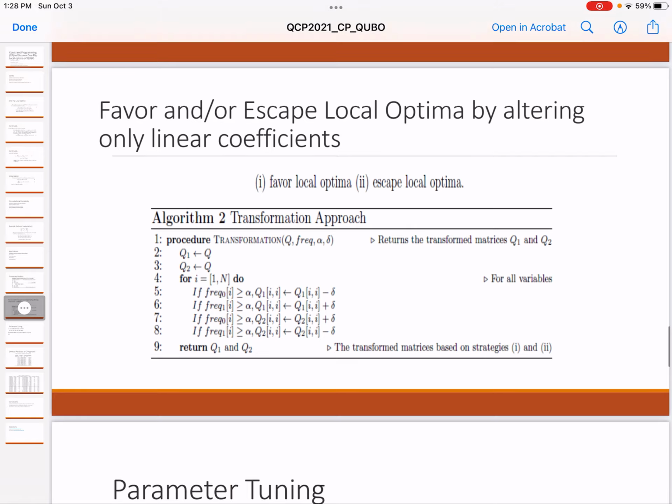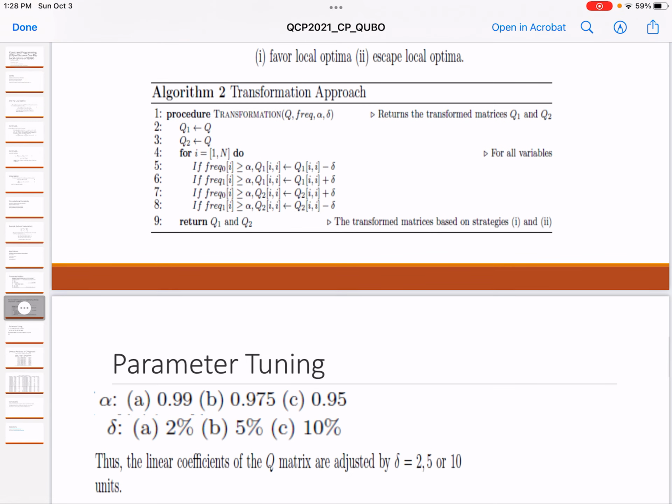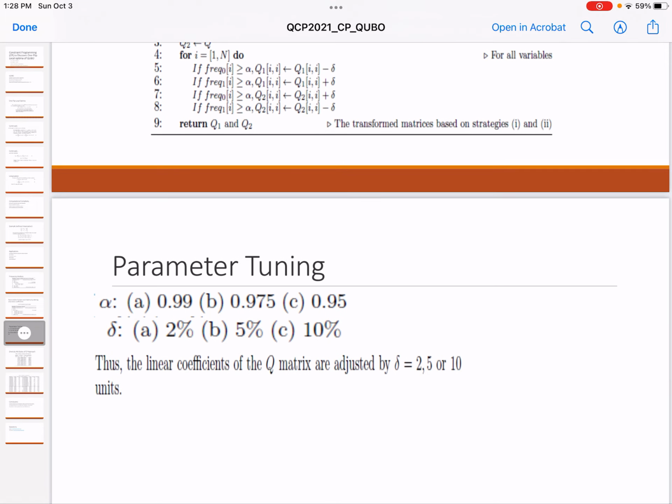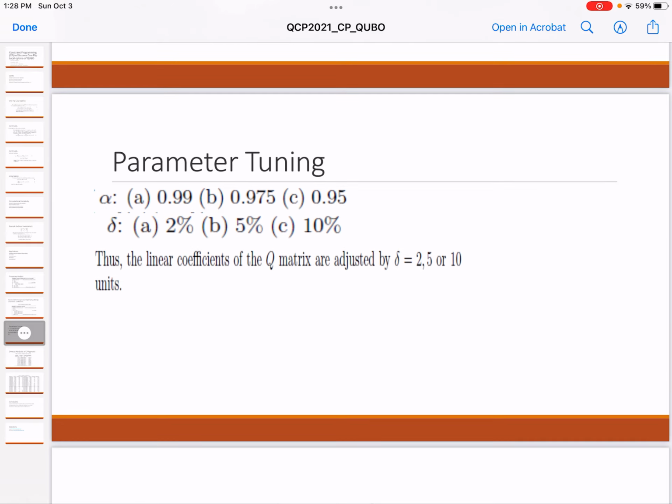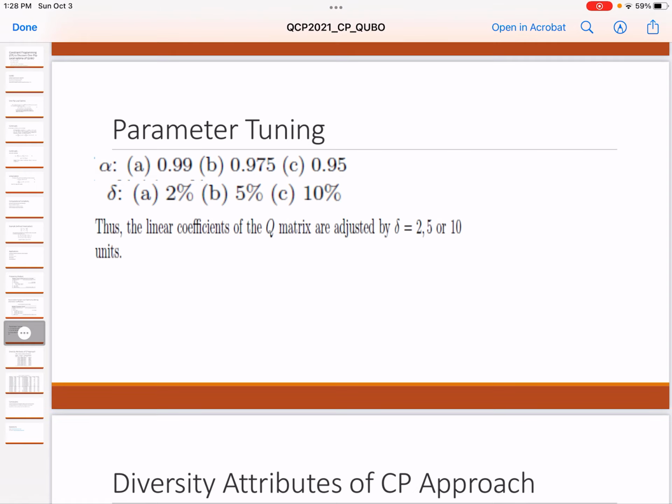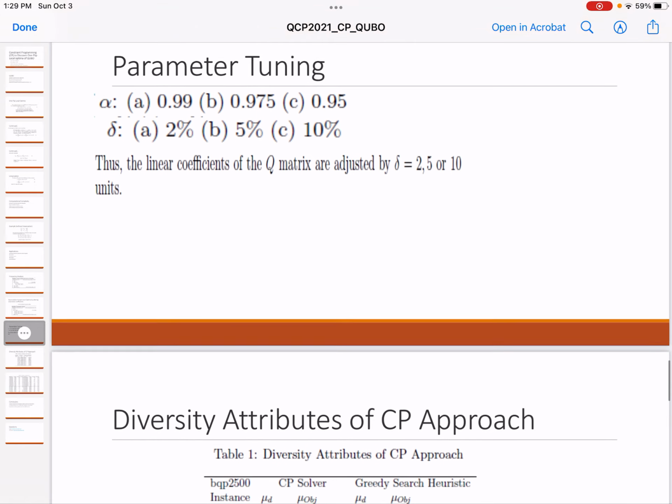Remember that this analysis relies on two parameters, alpha and delta. So alpha can be regarded as a threshold. We experimented with 99% chance and 95% chance, and delta is that slight perturbation in terms of the maximum coefficient of the Q matrix. So for example, in our case, the maximum coefficient was 100. So in that case, we are just perturbing the Q matrix slightly. Again, these are hints. These are soft constraints. These are not hard constraints. We are not setting x1 equals 1. We're just incrementing or decrementing the linear coefficient corresponding to x1.